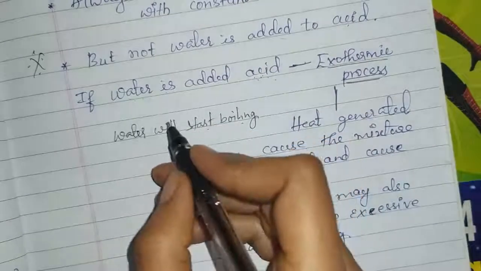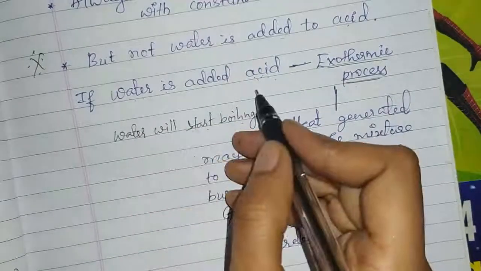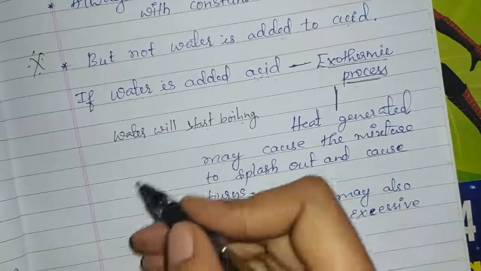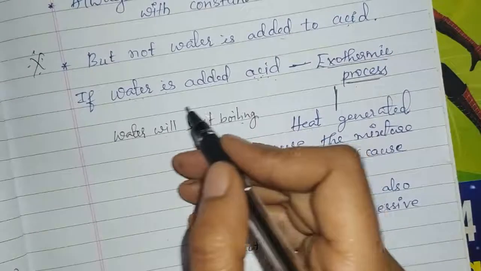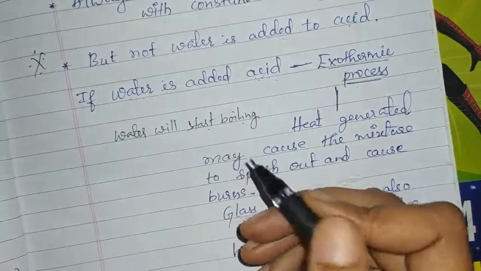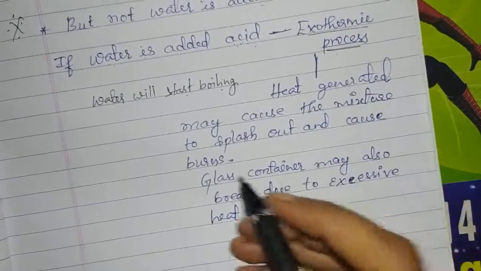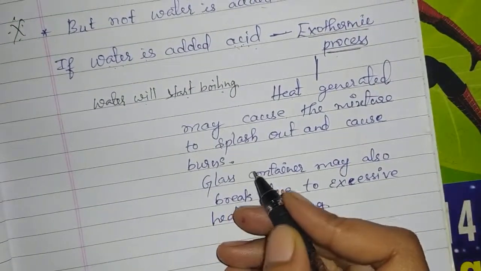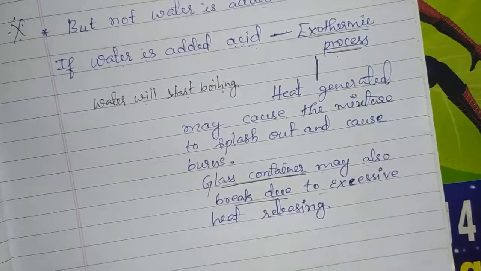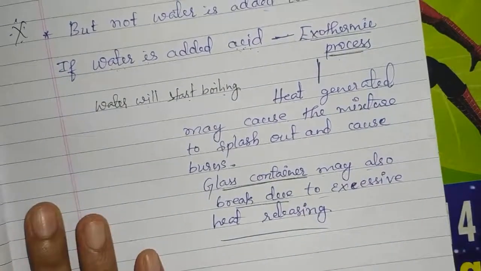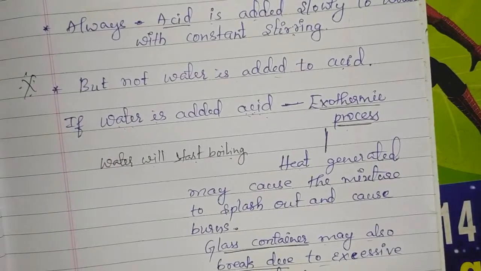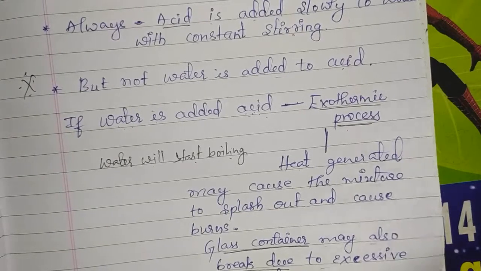So if we add water to acid, the heat released will cause the water to boil. It means that a huge amount of heat is released. Sometimes the glass container may also break due to excessive heat release. So that's why acids are always added to water slowly with constant stirring.